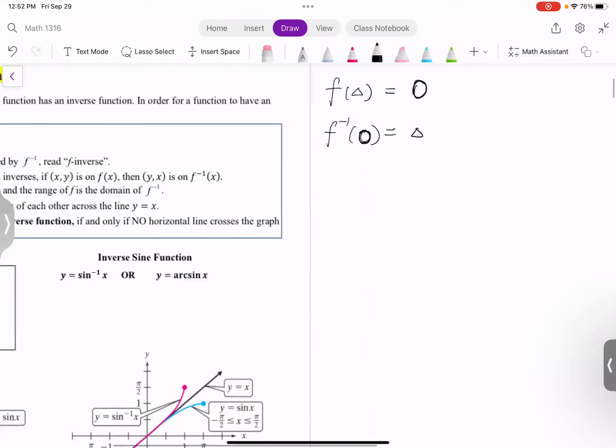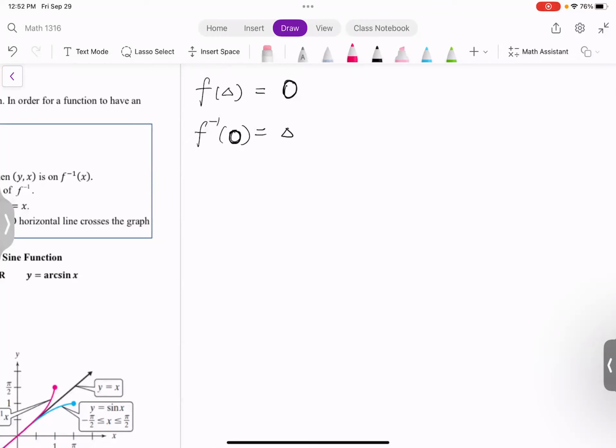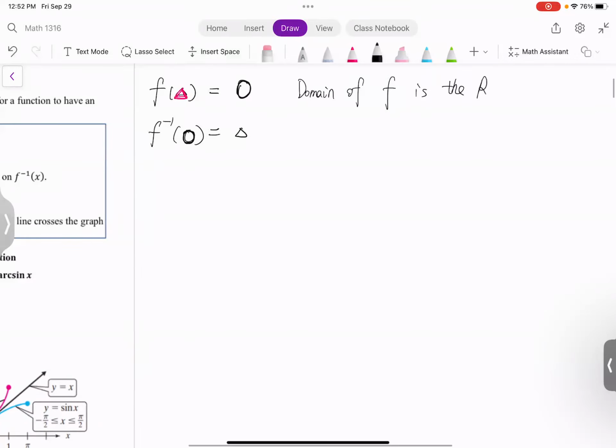So let's see the domain and the range of the f function and its inverse function. The domain of f means all the x values. The domain of the function f is the range of the inverse of f function. So you see, domain is the input, all the x values, and range means output.